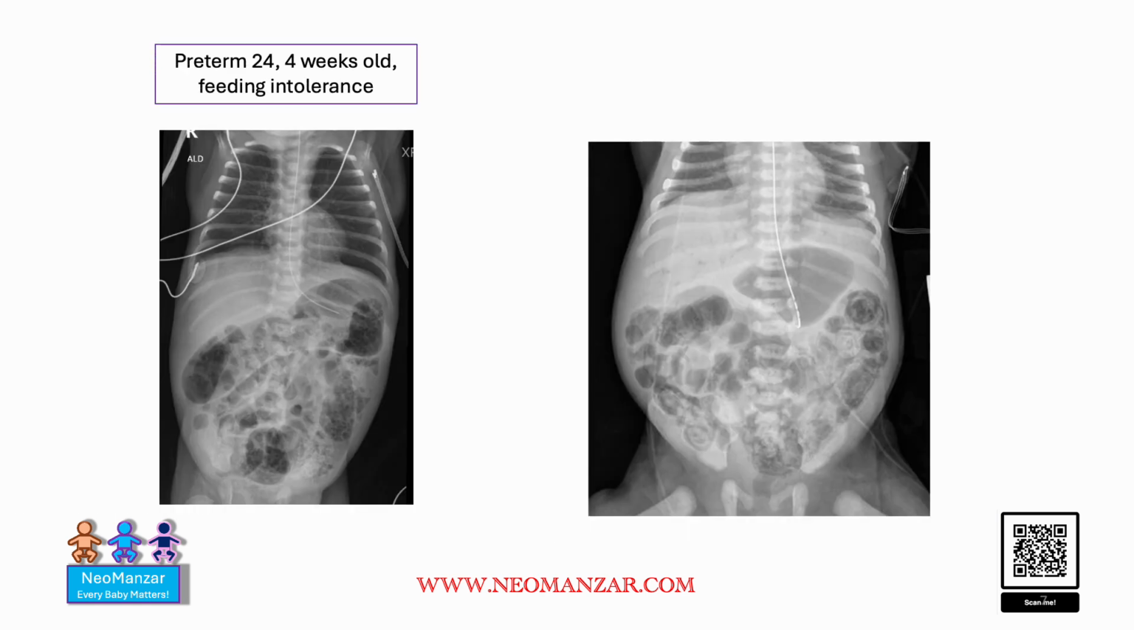So two other cases. This is a preterm 24-weeker, now 4 weeks old, with some feeding intolerance. Look at the x-ray, it's very suspicious. The other case is a 27-weeker, 3-week-old with bloody stool. These are the classical symptoms where you are really worried about necrotizing enterocolitis.